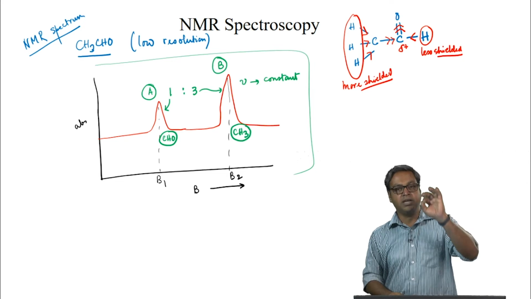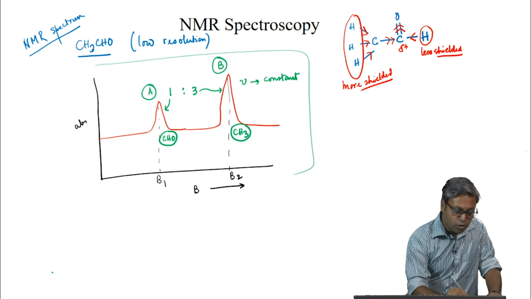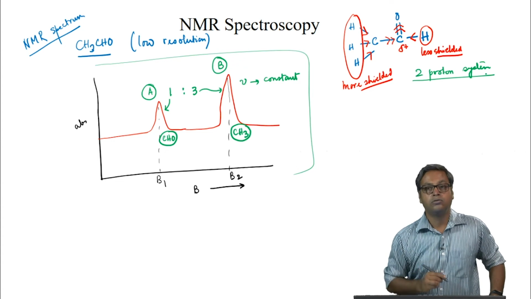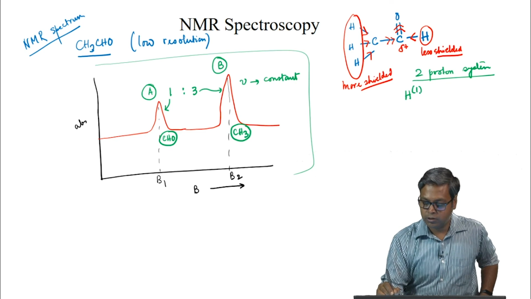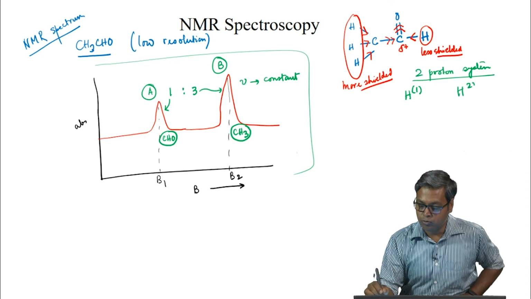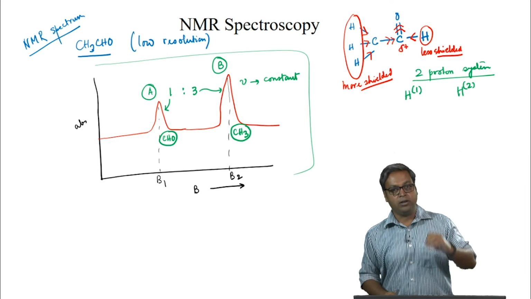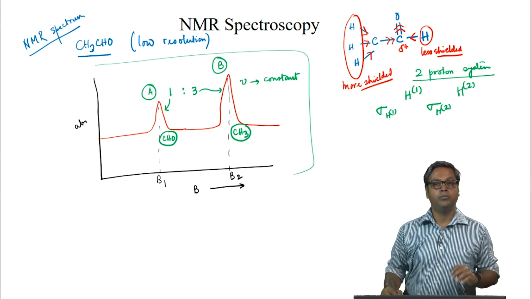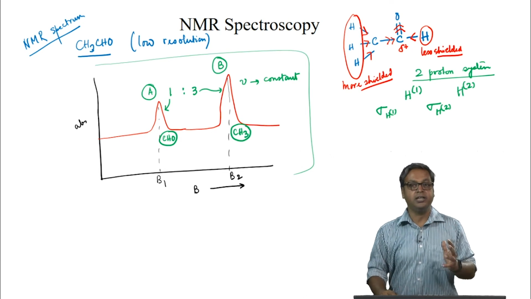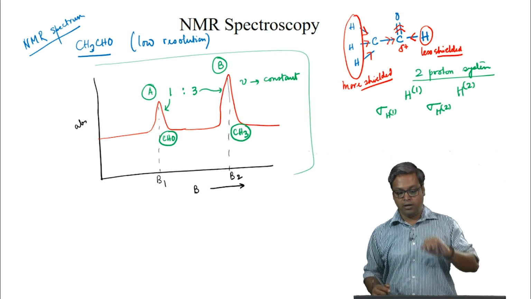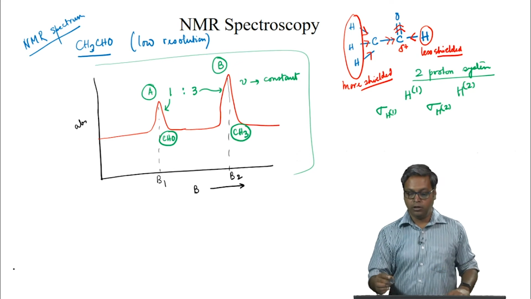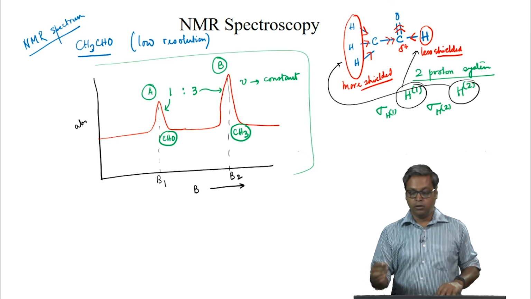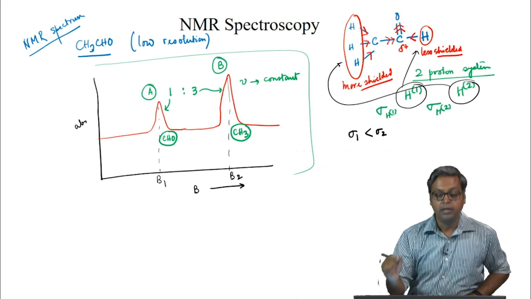So, the CH3CHO system represents a two proton system. So, we can write a two proton system. So, we can say there is H1, that means proton of one kind, and H2, that is proton of the other kind. And the sigma values of this H1 and the sigma values of H2 will be different because the extent of shielding is different. So, if we take this H1 as the aldehyde proton, so H1 is the aldehyde proton and H2 are these methyl protons. So, if H1 is the aldehyde proton, we can write that sigma 1 is less than sigma 2.